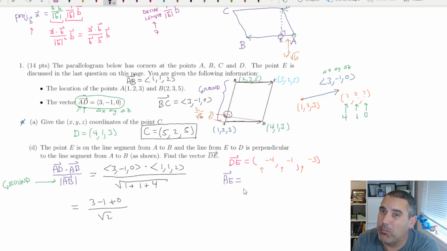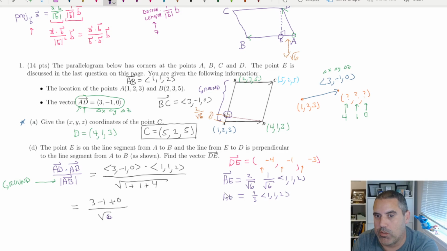How would you find it? It would be the projection vector. You would say, I need it to be 2 over root 6 is the length, the desired length. And I need to rescale the ground vector AB, which is 1, 1, 2. And that makes it a unit vector. And we've done it. So this is the vector AE, 2 over root 6, so it's going to be 1/3, 1/3, 2/3.